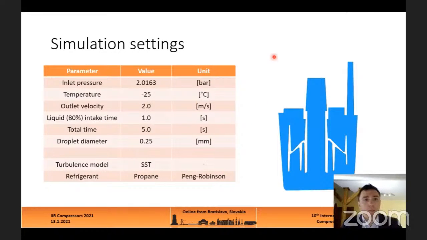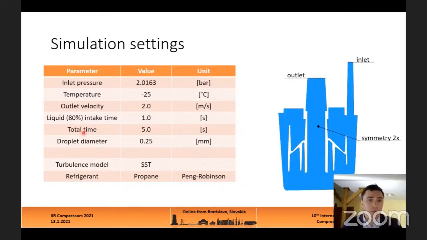Boundary conditions are shown in this slide. For the inlet boundary condition, we use the pressure, which is representing the saturated vapor of propane at minus 25 degrees Celsius. For the outlet, I have used the velocity boundary condition. And also, as we have a two-dimensional simulation, we have to use the symmetry boundary condition.